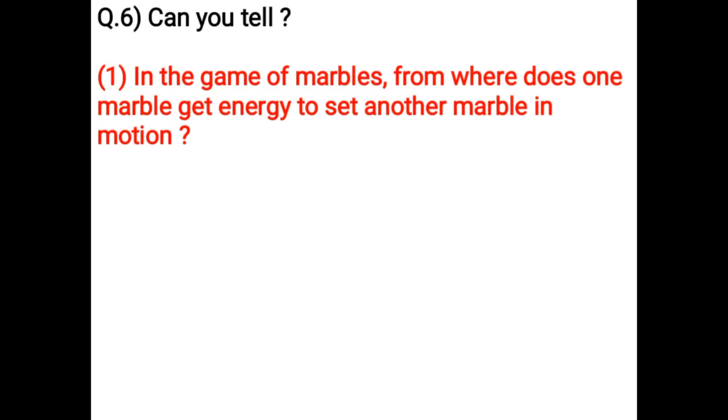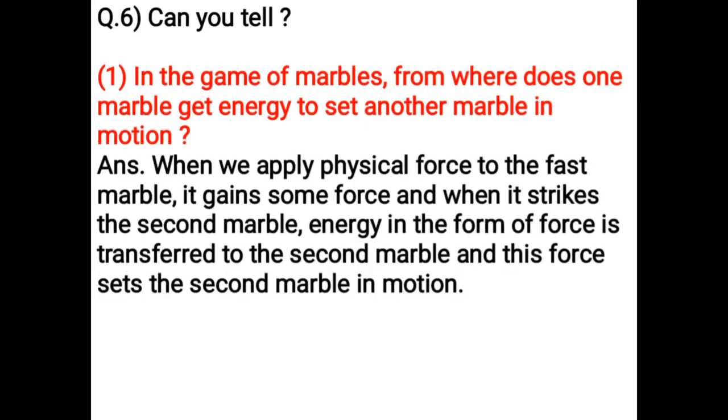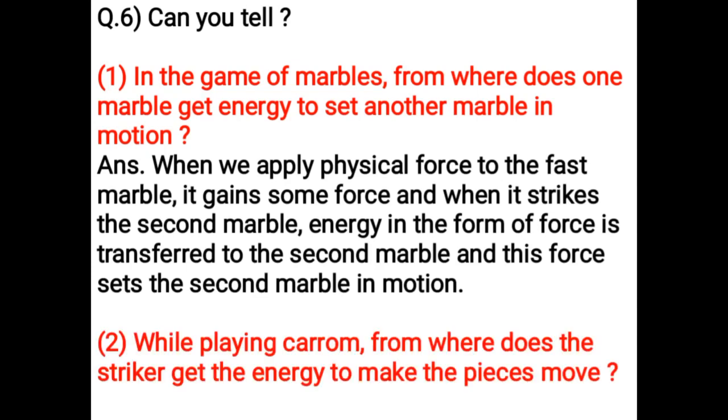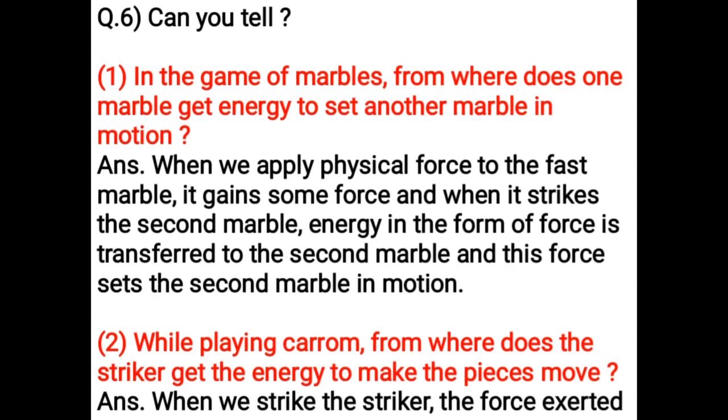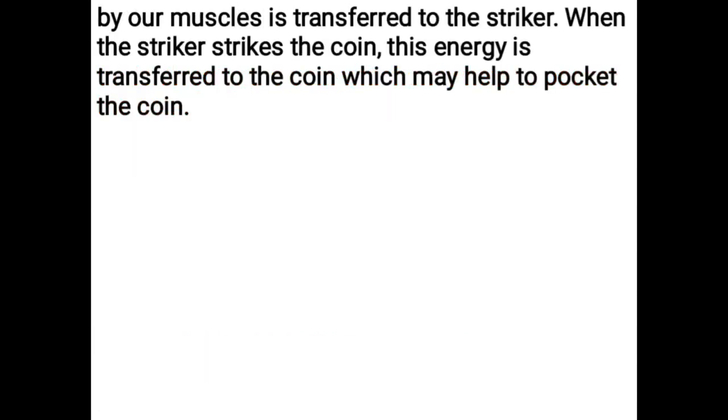Can you tell, in the game of marbles, from where does one marble get energy to set another marble in motion? When we apply physical force to the first marble, it gains some force, and when it strikes the second marble, energy in the form of force is transferred to the second marble, and this force sets the second marble in motion. While playing carom, from where does the striker get the energy to make the pieces move? When we strike the striker, the force exerted by our muscles is transferred to the striker. When the striker strikes the coin, this energy is transferred to the coin, which may help to pocket the coin.